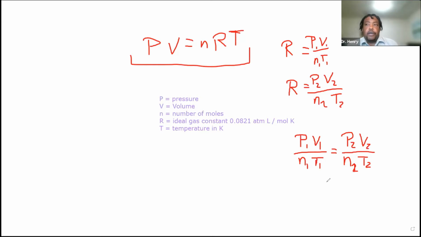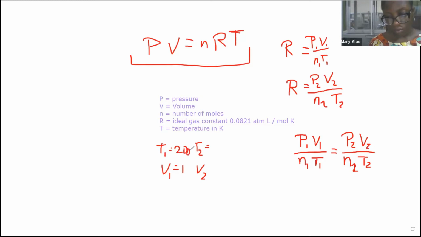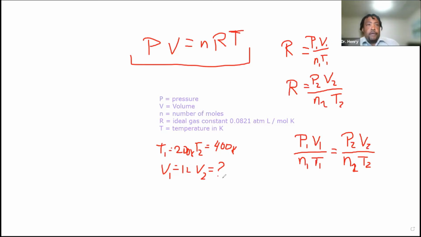If I'm given a temperature and another temperature, and I'm given a volume but not the other volume, and they want me to calculate the volume at that other temperature, but they also tell me that the pressure is constant, meaning it's not changing at the different temperatures, and the number of moles is the same, the same number of moles of whatever gas we're looking at, then they're constant.